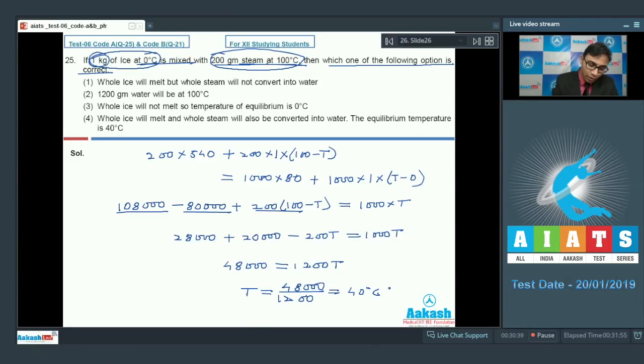So option number 4 will be the correct choice because it says that the whole ice will melt and the whole steam will also be converted into water. This is true, and the equilibrium temperature is 40 degrees centigrade. So this is our correct choice. Let's move to question number 26.